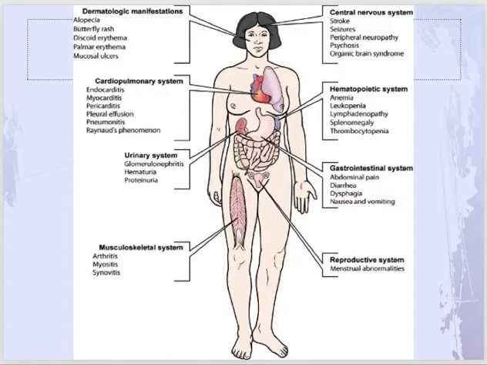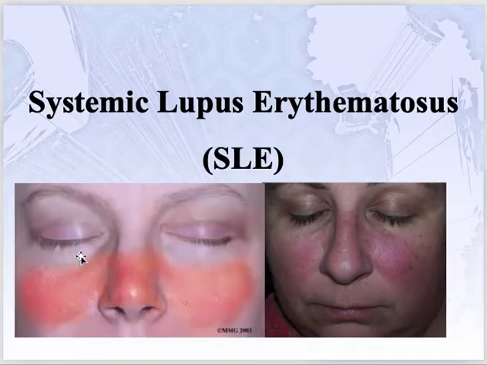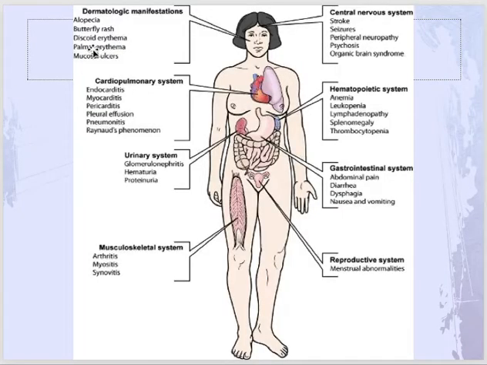Now, for example, I will show you this photograph, right? See, what are the dermatological manifestations? Okay, they have alopecia, right? They have butterfly rash. If you pay attention over here, see, this is a butterfly rash. This is a butterfly rash, right? They have the discoid erythema, or discoid rash. Erythema is redness simply. They have palmar erythema. They may have mucosal ulcers.